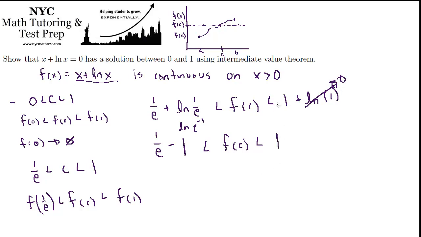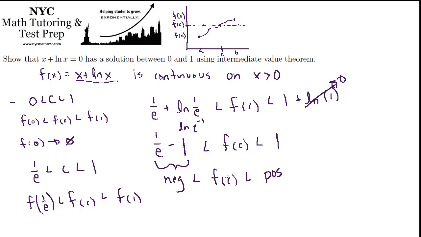So what have we shown here? Well, 1 over e is a small number, minus 1 is definitely negative, right? So without even finding out exactly what this is, let's just recognize for a minute that this is negative. And that's less than f of c, which is less than 1, which is positive, right? So f of c has a value of 0, a solution, right? Because this is our f of x, and we're saying it equals 0. So when f of c equals 0, it's between a negative and a positive, right?